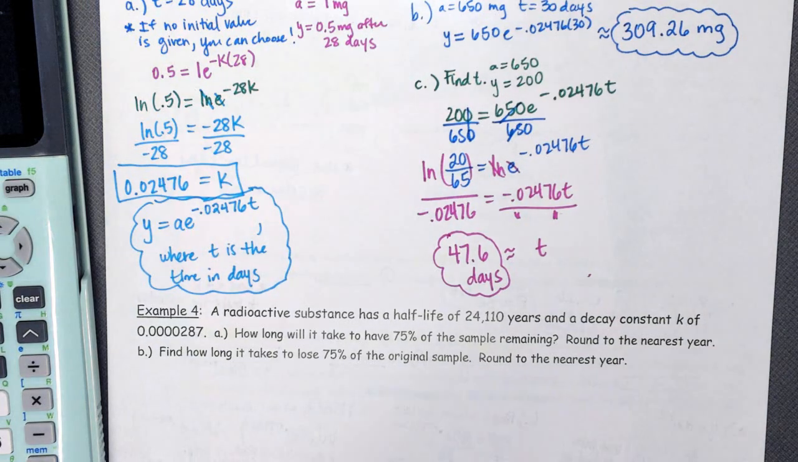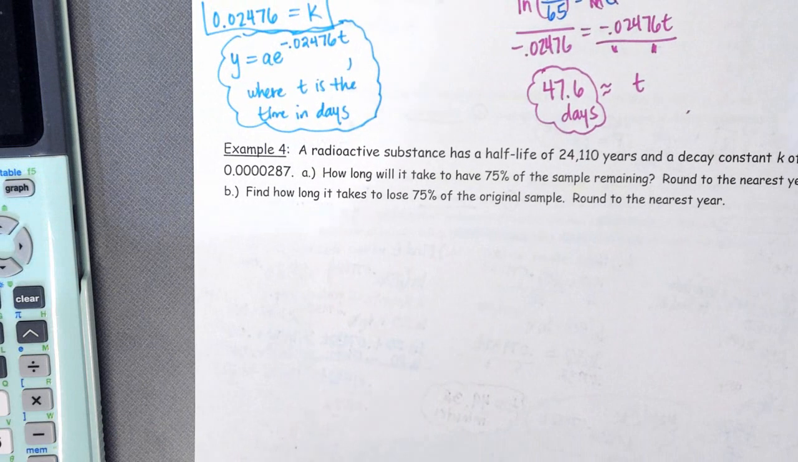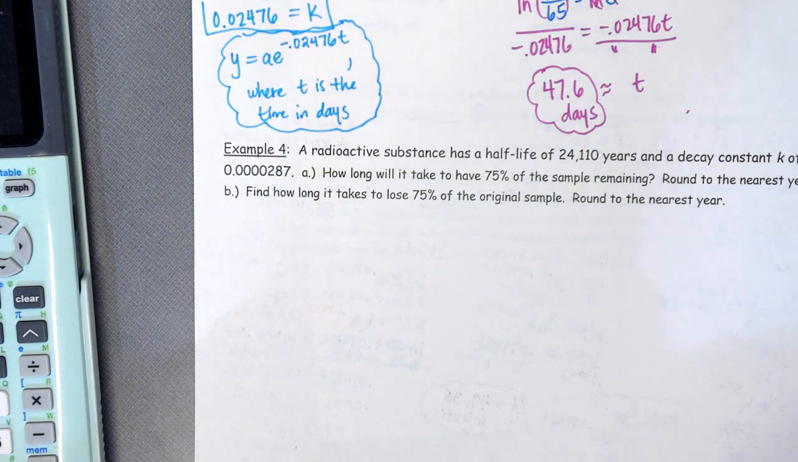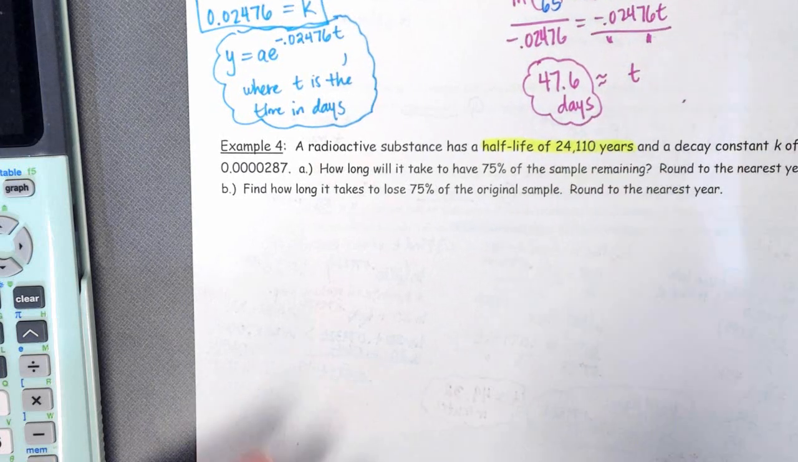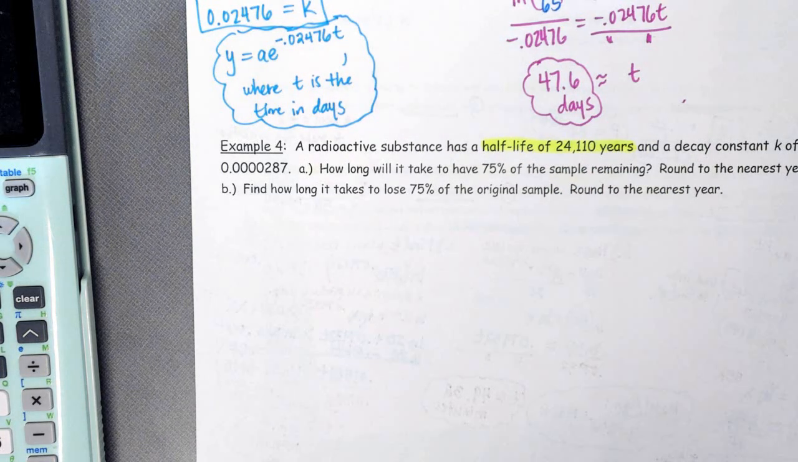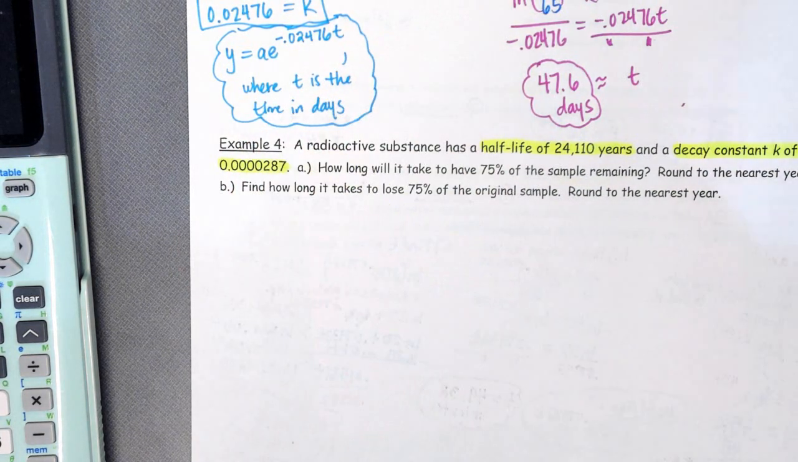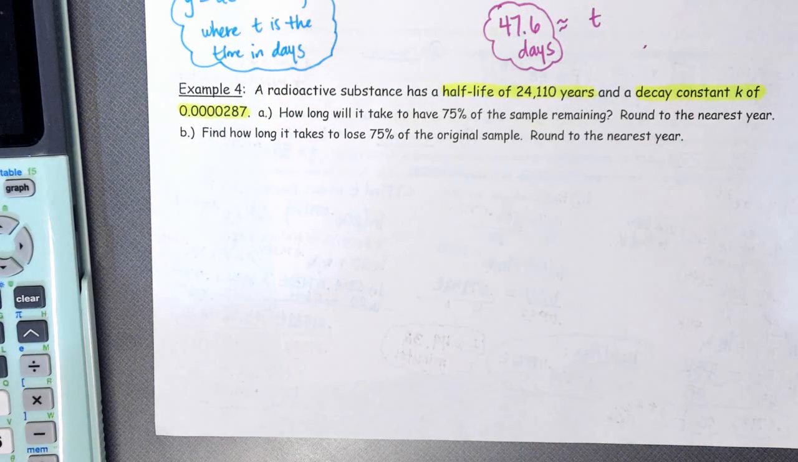Alright, now, the last one that we're going to do is another half-life problem, and half-life talks a lot about radioactive substances. So this radioactive substance has a half-life of 24,110 years, and then did you notice that they gave you the decay constant for this one? So you aren't going to have to find that. For a few of them we have been finding K. Sometimes they will give it to you.